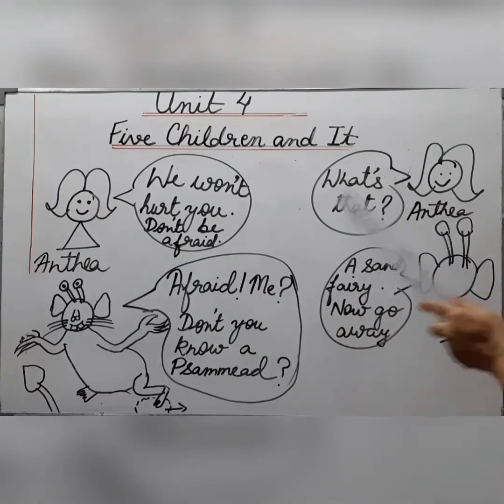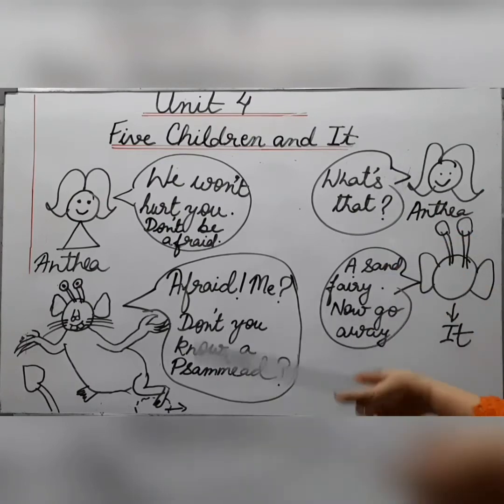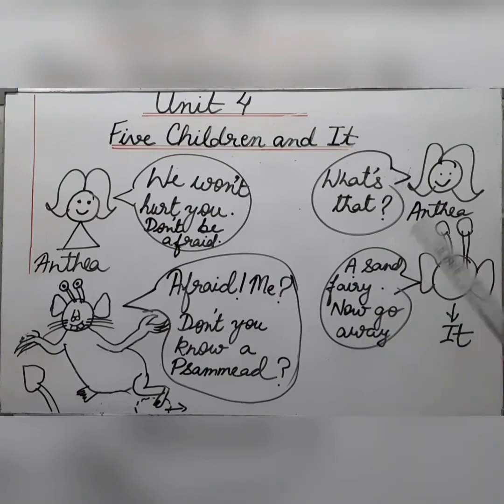Then Anthea, these children, they really don't know about the Psammead, and Anthea asked, what's that? So now this creature is explaining, it is a sand fairy. And now he is really angry. Why is he angry? Because he is shocked, he is surprised that these children do not know about a Psammead. And he said, now go away. Now he is asking these children to go away.